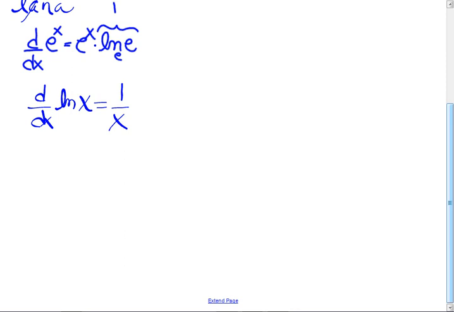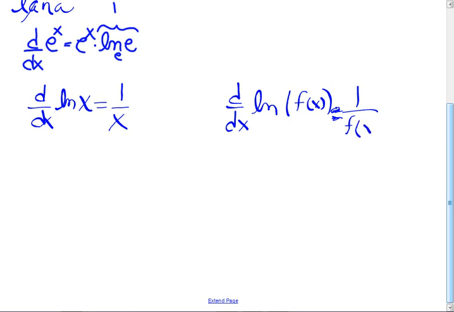Now, what's the derivative with respect to x of the log of f of x? It's 1 over whatever's in there, which is f of x, times the derivative of the inside. What's the derivative of the inside? F prime of x.